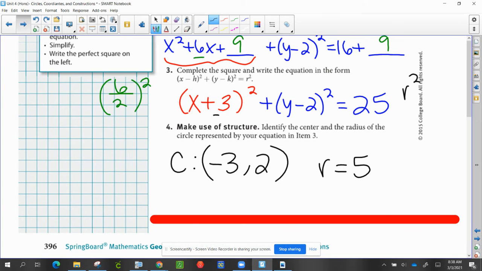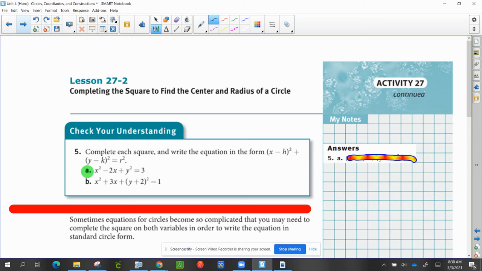So let's practice another one on the next page. We have the check your understanding. We're just going to do letter A so we can move on from there, but I'll help you start it and get it set up. Okay, so we have to change this to x squared minus 2x. We have to complete the square, so I'm going to put plus a blank.